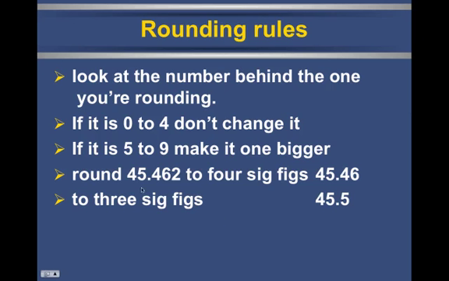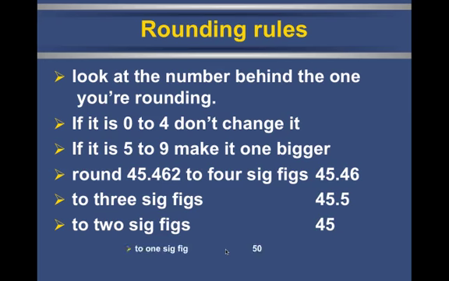If you round this number to 3 significant figures, 4, 5, 4, 6, this 6 makes this 4 go to a 5. To 2 significant figures, 4, 5, this 4 makes this 5 stay the same. If you go to 1 significant figure, the 5 makes this 4 go up, and you get 50. Now, is the 0 important? Yes, it's important. We have to have it because 50 is not the same as 5. But is it significant? No, it is just a placeholder.